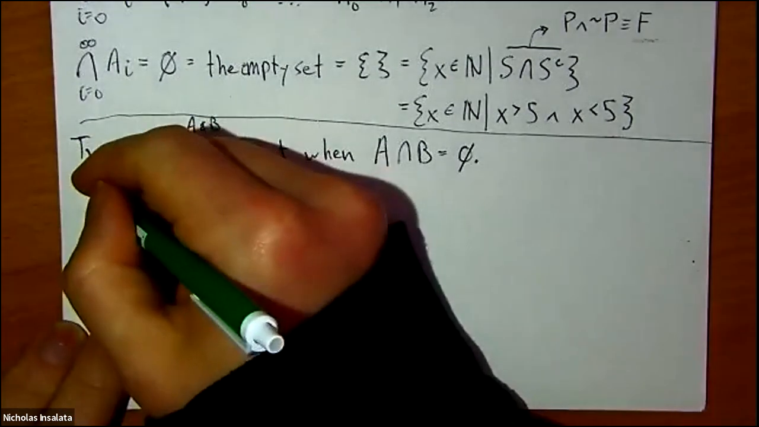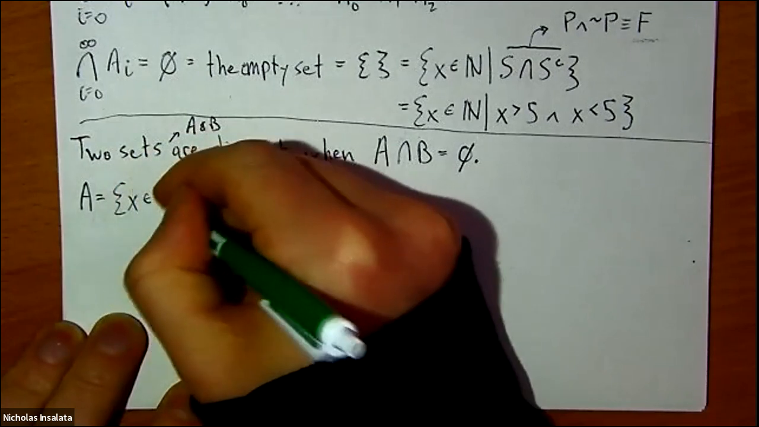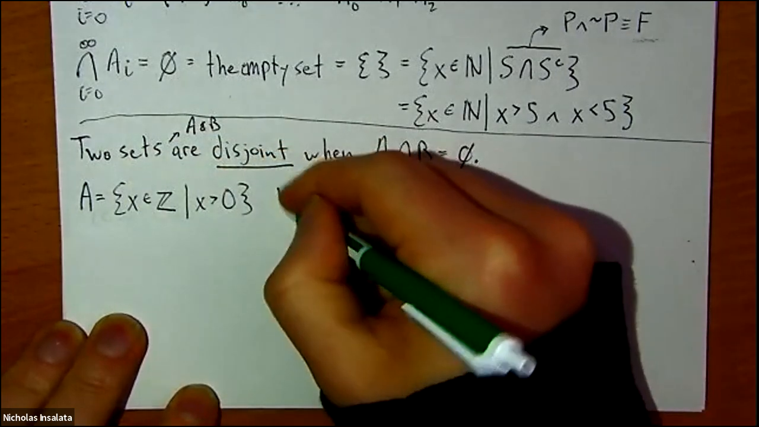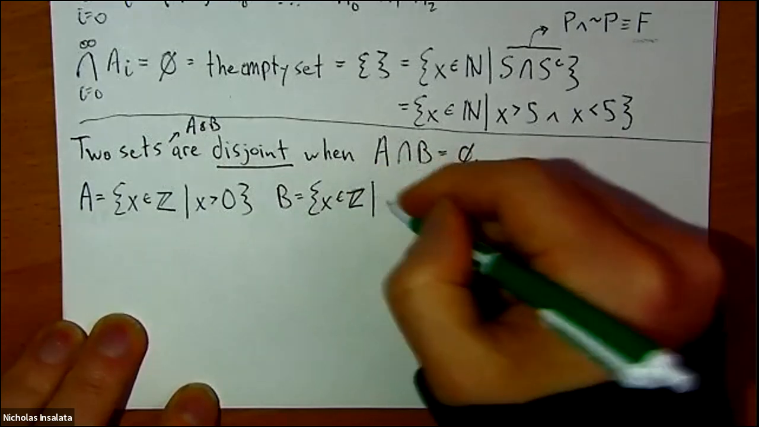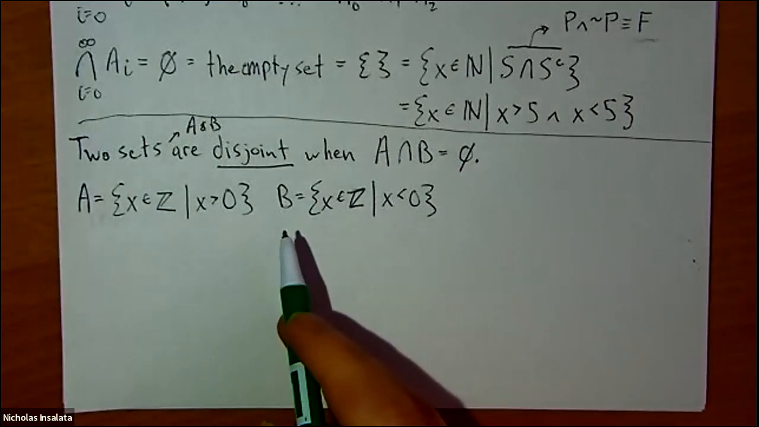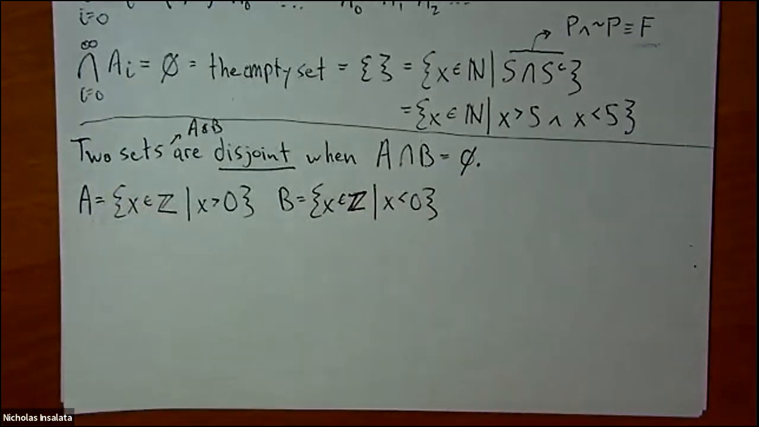So we could say A equals the set of x in the integers such that x is greater than 0. B equals the set of integers such that x is less than 0. Then A and B are definitely going to be disjoint, right? Because there will be negatives on one side, positives on the other. Disjoint means no overlap, right? Odds and evens is another great example. Sean, that's another good example. 1, 2, 3, and 4, 5, 6. Those are all perfect. Yeah, very good.